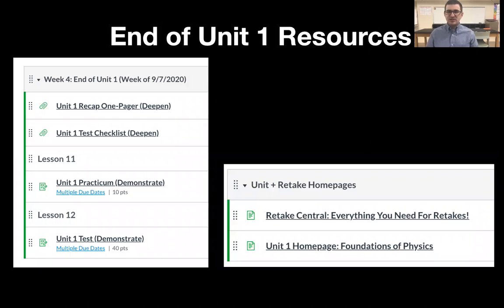So some resources that are available to you to help you begin your studying is there's going to be a one-page recap, which is already posted under week 4, and a test checklist, which is already posted under week 4. We're also probably going to get a review guide up for our review day, lesson 12. And don't forget Retake Central and the Unit 1 homepage. So these are going to be some useful resources for you in terms of your end of the unit studying.